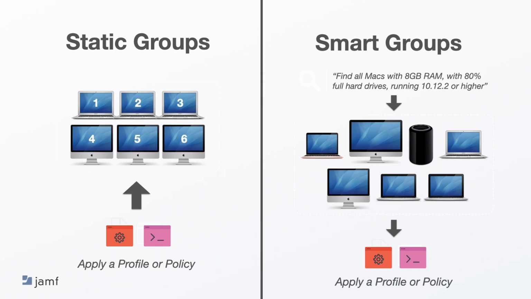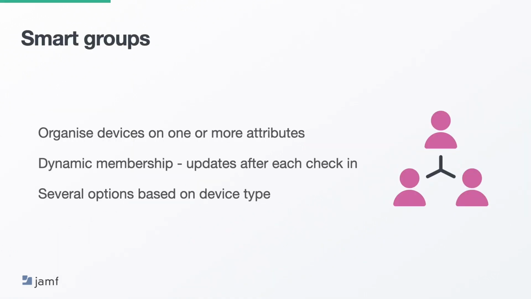Smart groups work the other way around. They are dynamic and are always changing based on inventory data. You set a list of criteria, and Jamf Pro will dynamically search your inventory for matching devices. You can then set profiles or policies to run automatically based on membership of that group. Let's dig a little further into smart groups.